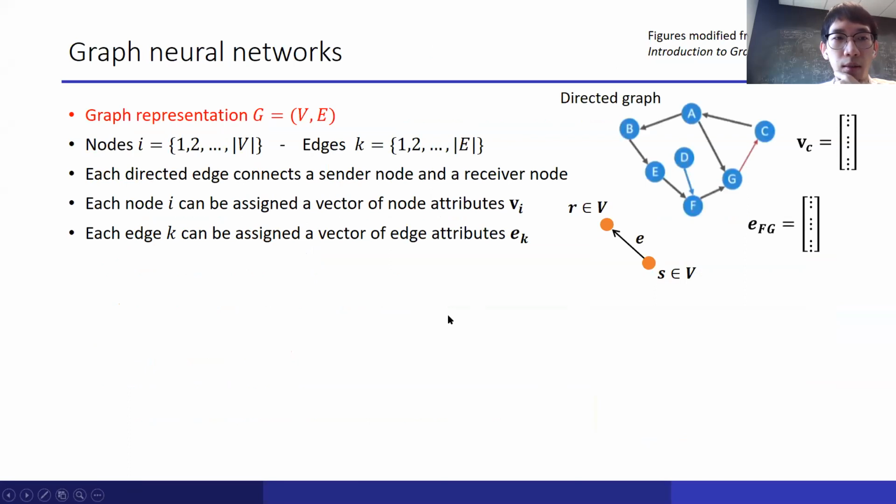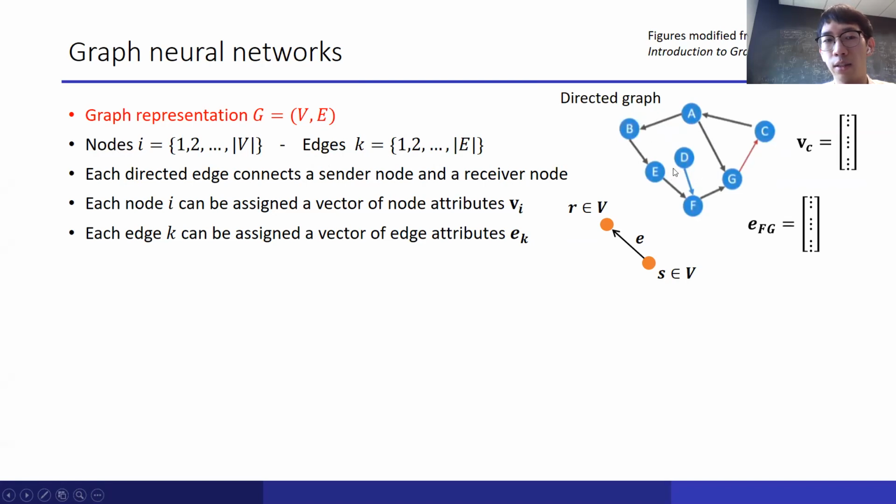Let me first recall some background knowledge of the graph neural network. This is a typical graph. In general, a graph contains two key components: one is the nodes, and the other is the edges. The edges can be directed or undirected. For example, in this figure, we can see an edge connecting two nodes has a specific direction, so we call this a directed graph.